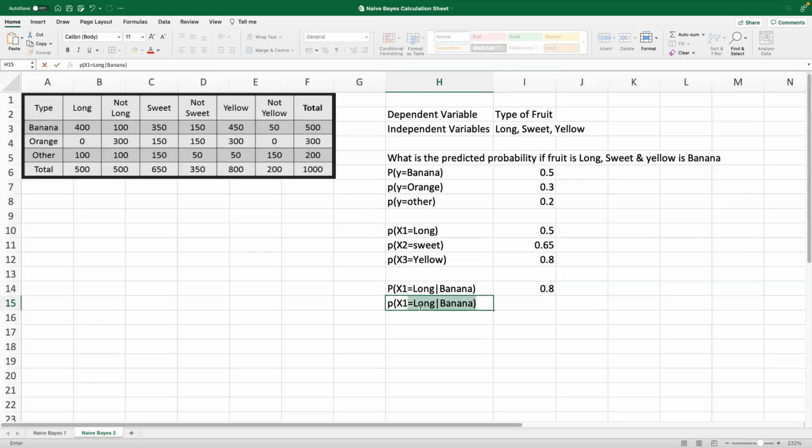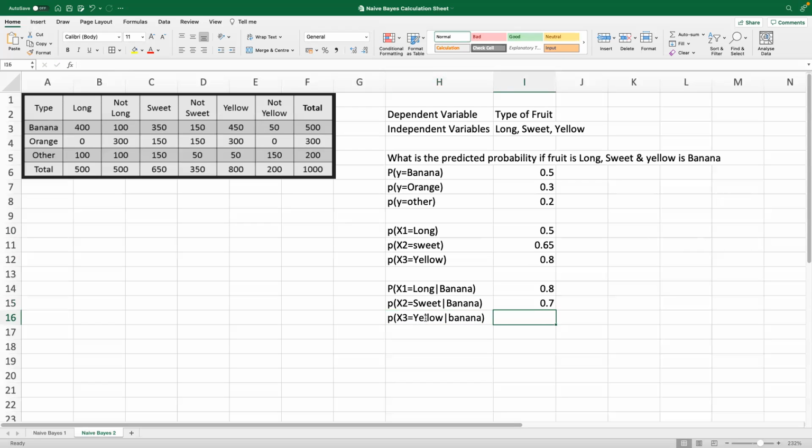Probability of x1 is equal to sweet given it is banana. How many sweets are there? 350. Total number of bananas is 500. So it is equal to 350 divided by 500, which is 0.7. Sorry, this is x2. Probability of x3 is equal to yellow given it is banana. So how many yellows are there? 450. How many bananas are there? 500. So we got 0.9.